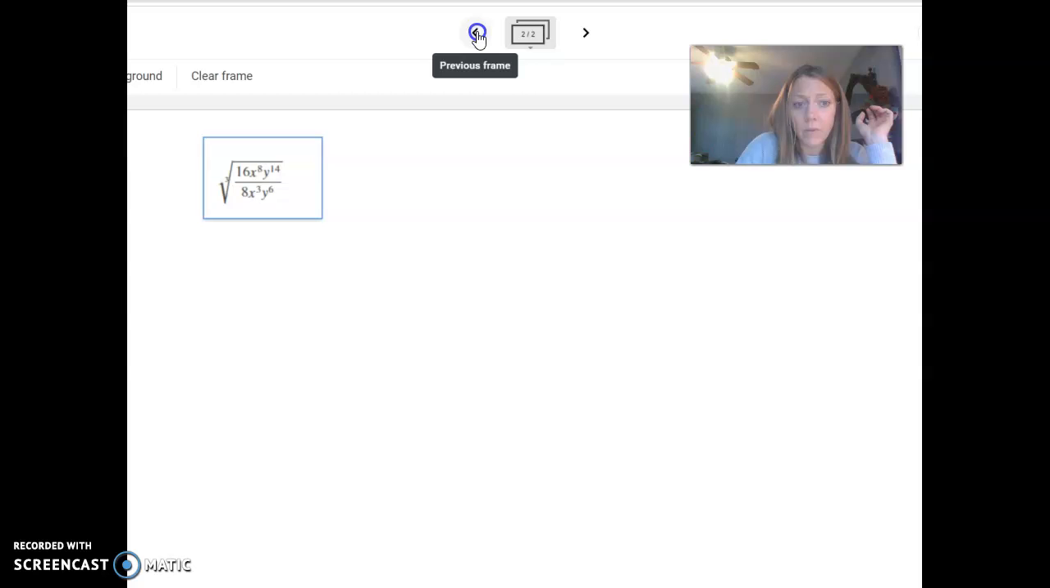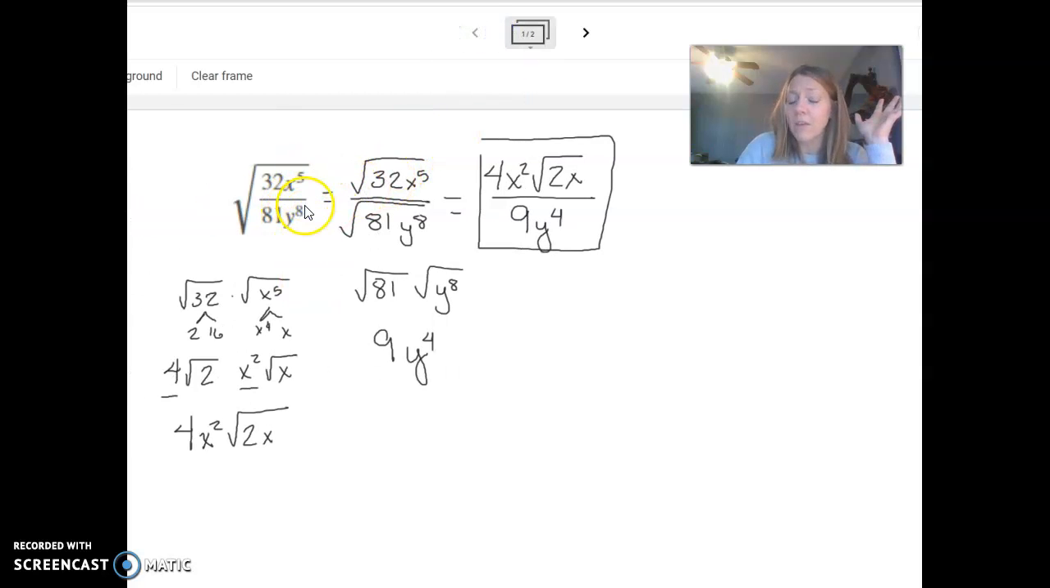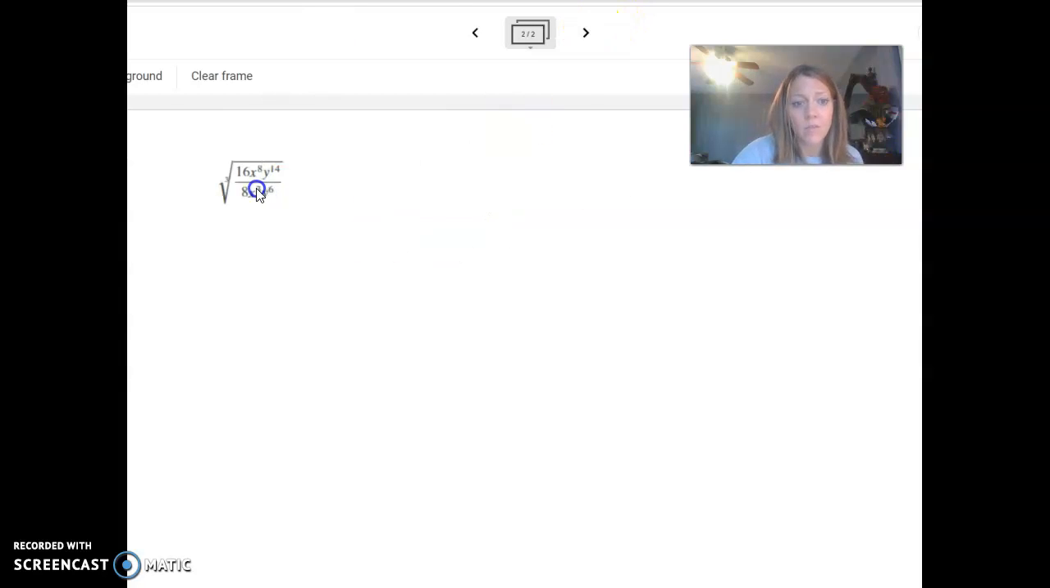So the last problem that we did together, it was a fraction, and there was nothing that we could cancel. There's no common factors of 32 and 81. And you got an x to the 5th and a y to the 8th. There's like nothing to cancel. However, with this problem, notice that we actually could cancel some stuff before we even start to simplify it.